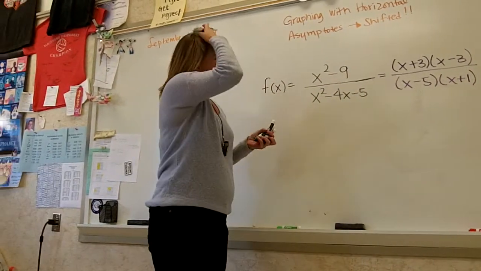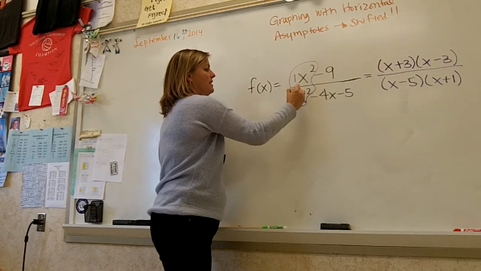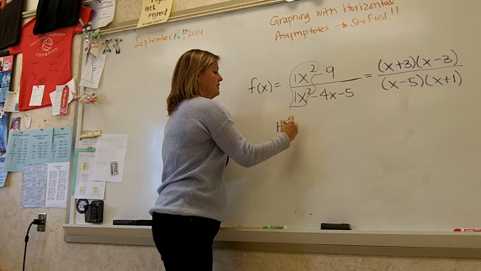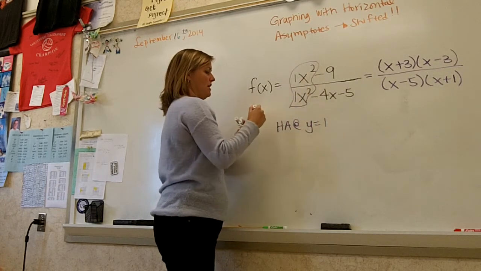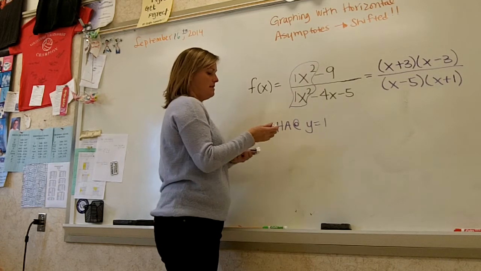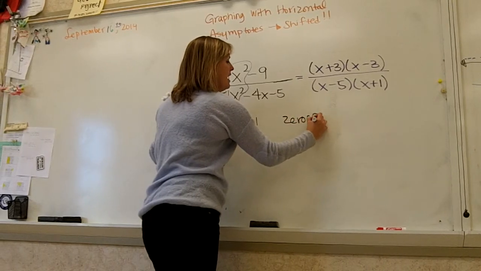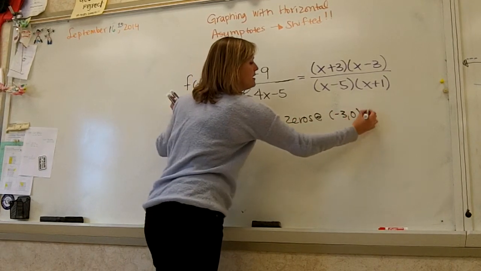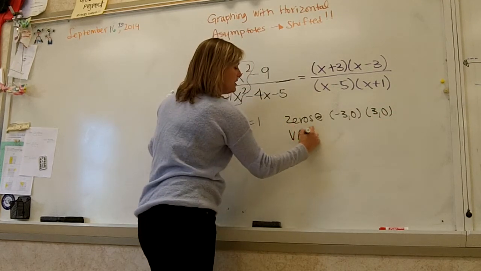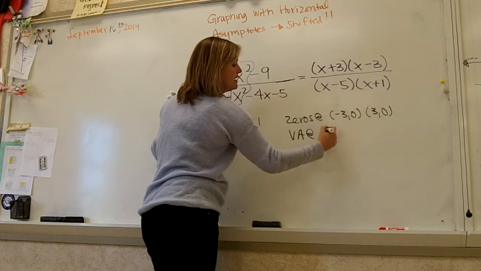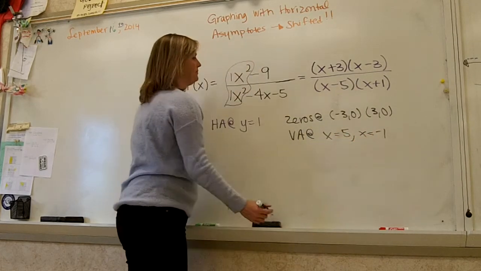Okay, so now in the unfactored form, it's pretty easy to do the ratio of coefficients here. So my horizontal asymptote is going to be at y equals 1, because the ratio of coefficients is 1. So it's just shifted up 1. And then I have zeros at (-3, 0) and (3, 0), where the numerator is equal to 0. Vertical asymptotes, where the denominator is equal to 0, at x equals 5 and x equals negative 1.